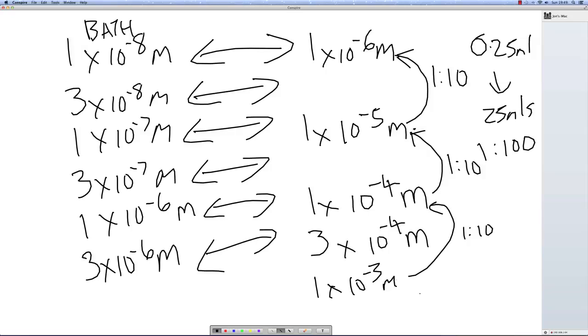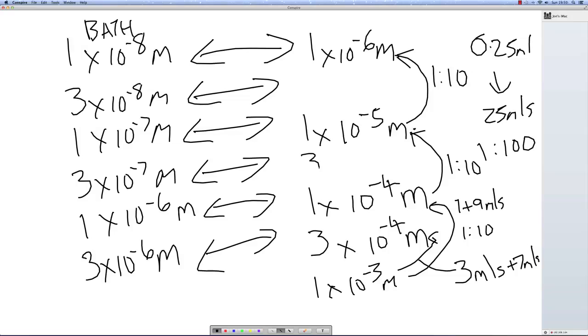Well, it's fairly straightforward. You took 1 mil of the 1 times 10 to the minus 3, added 9 mils of Tyrode's to get 1 times 10 to the minus 4. What are you going to take to get 3 times 10 to the minus 4? Well, it's 3 times more concentrated. So instead of taking 1 mil, you'll take 3 mils, and then you'll add 7 mils of buffer to it. And that will get you your 3 times 10 to the minus 4.